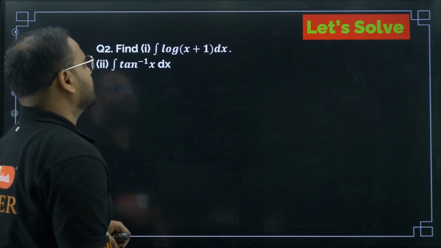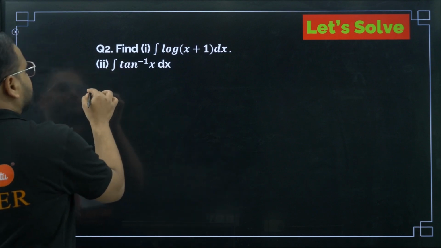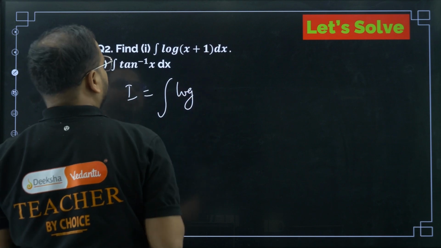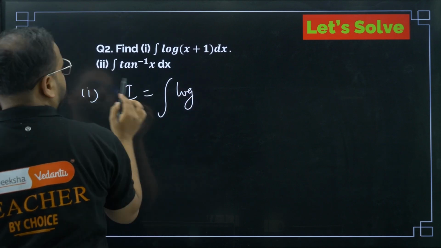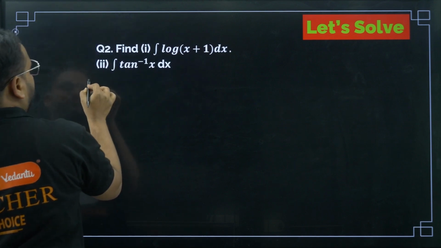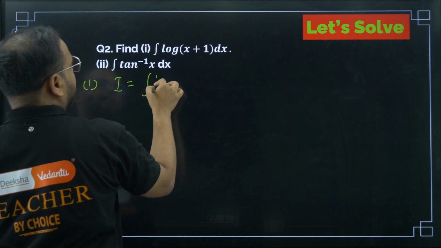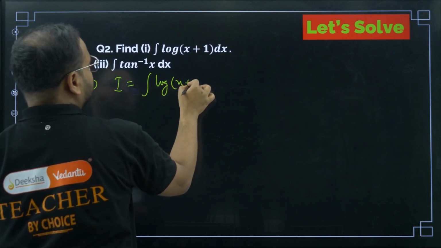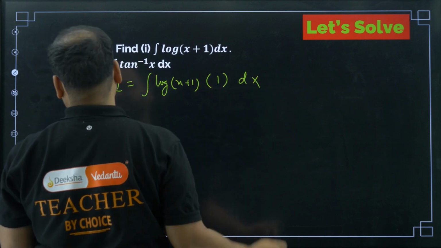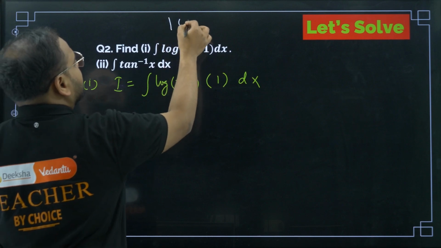Question number 2. There is no second function here. Please check the first question. If I take I as integral of log x plus 1, there is only one function. I can multiply this with 1. Now please check my first function. My first function is what? Islet, right? Order is islet.